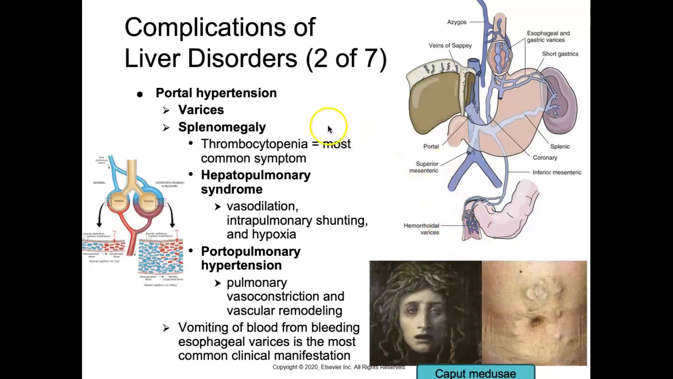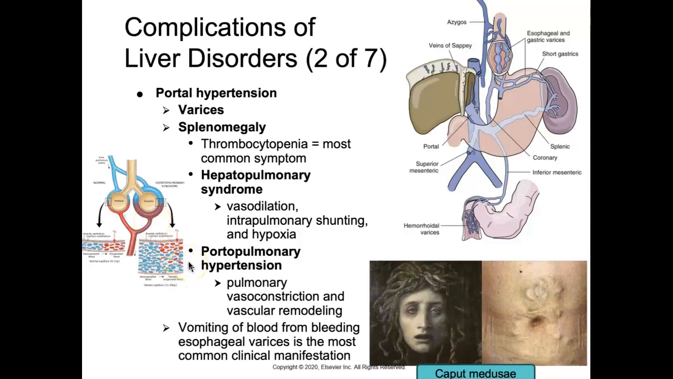And because of the increase in pressure in these veins, we can also push all of that blood into the spleen and develop splenomegaly. And this is when we have an enlarged spleen, like we said, because of the high pressure in the splenic vein. In this condition, the most common symptom is going to be thrombocytopenia, where we have a low amount of our platelets, and can develop hepatopulmonary syndrome, which is what you see pictured over here, where we have vasodilation and intrapulmonary shunting and hypoxia taking place.